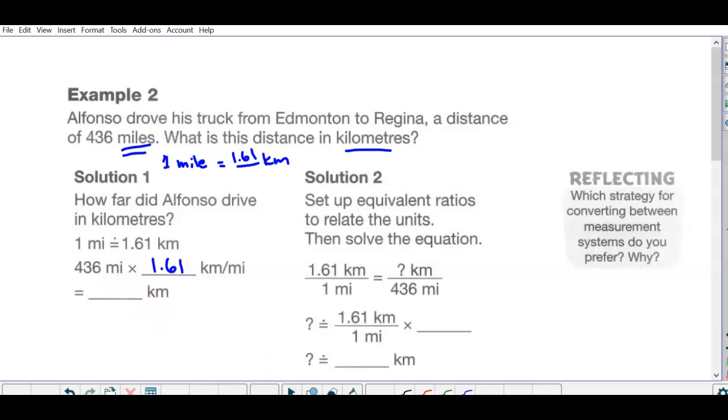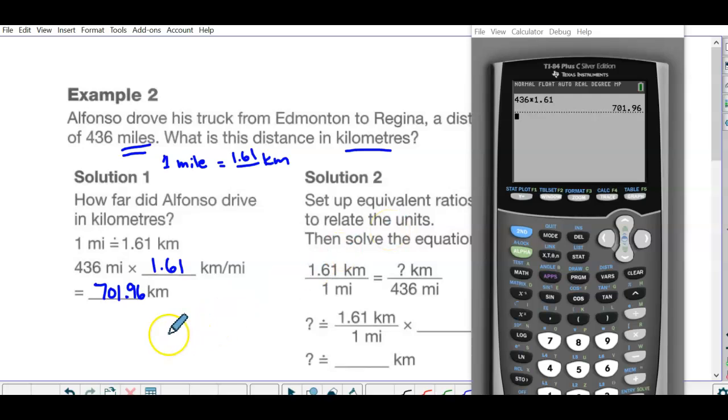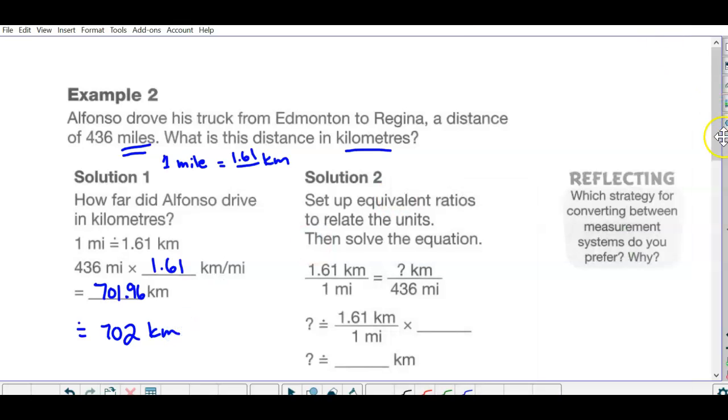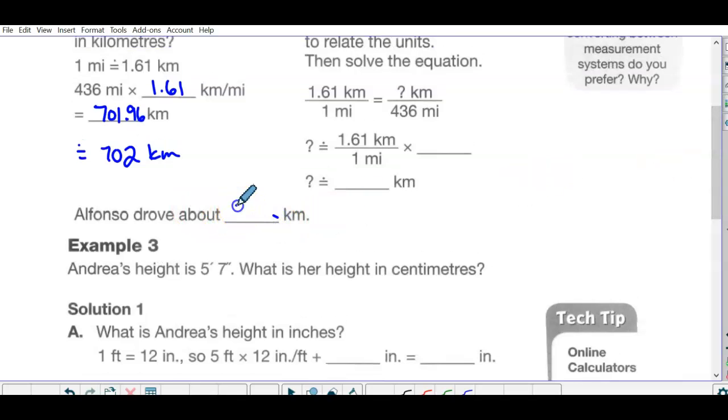So now, I'm not going to expect you to do this in your head or on paper, so we're going to go 436 times 1.61. Okay, so that's 701.96. It doesn't say what to round to, so we'll just leave it. Really, to the nearest whole, it would be approximately 702 kilometers. Sorry, I guess I could have put it there right at the start.